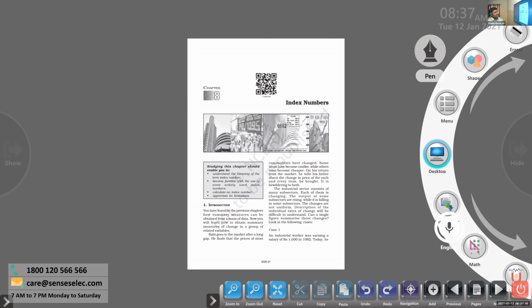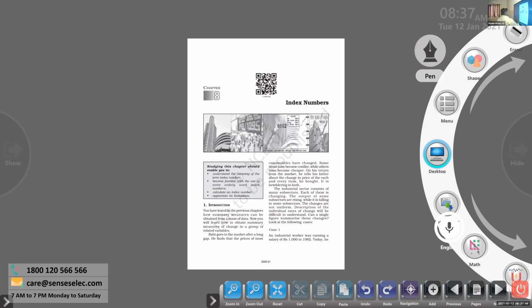Index numbers. So far, we studied how from different data sets we create a single number to express them, right? Whether it is mean, median, mode, or correlation, from a whole data we created a single number that is able to express the entire data set. Clear? Now here it is just the opposite of that. From one single number, we are creating entire information about what happened in the past. Clear? So just observe carefully.